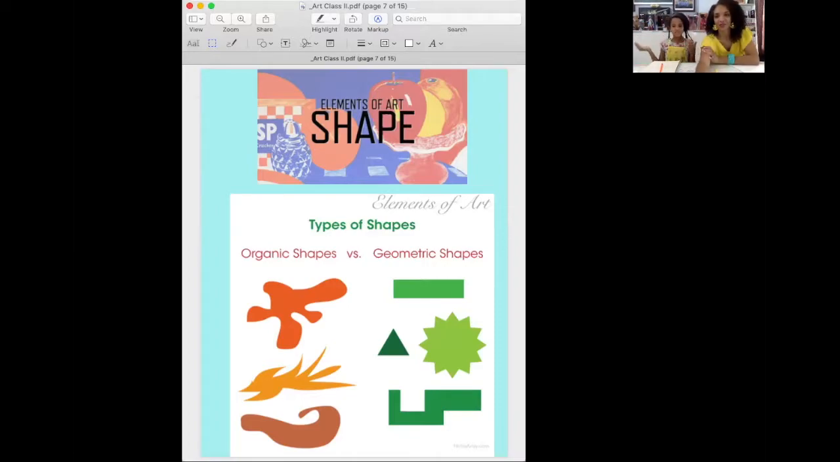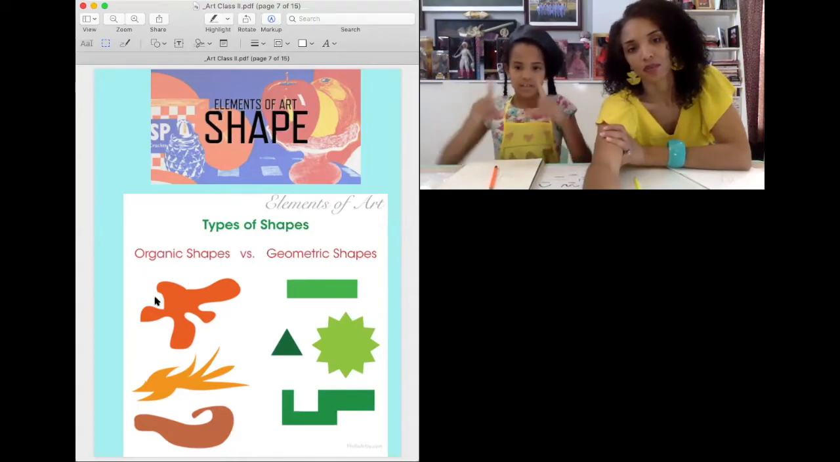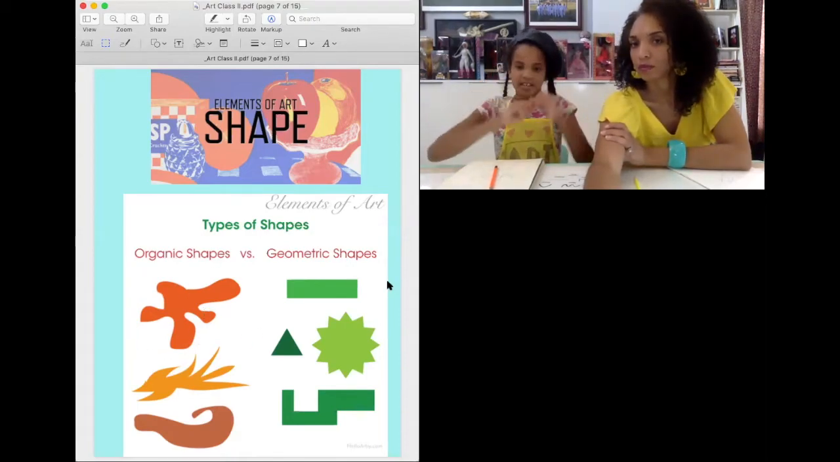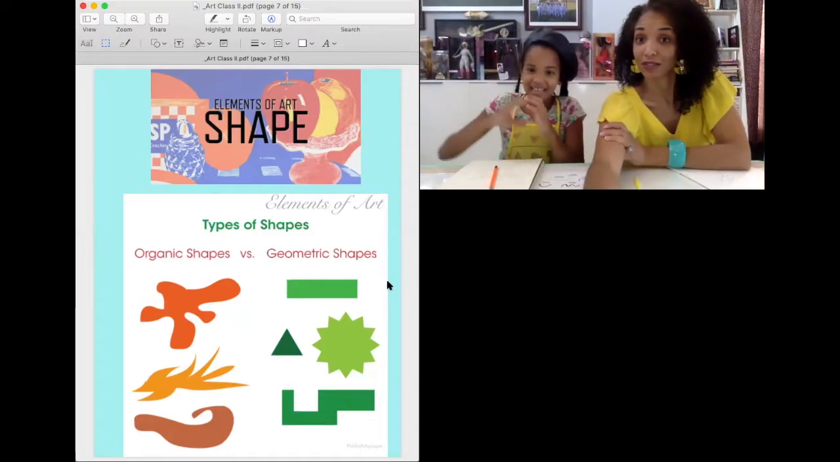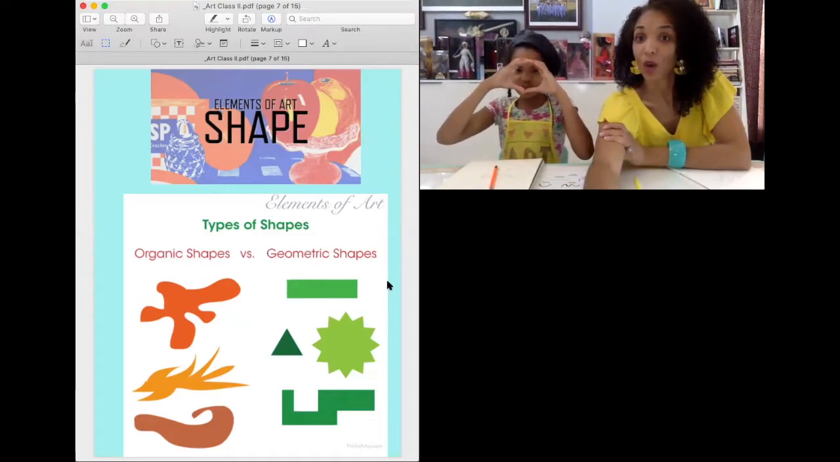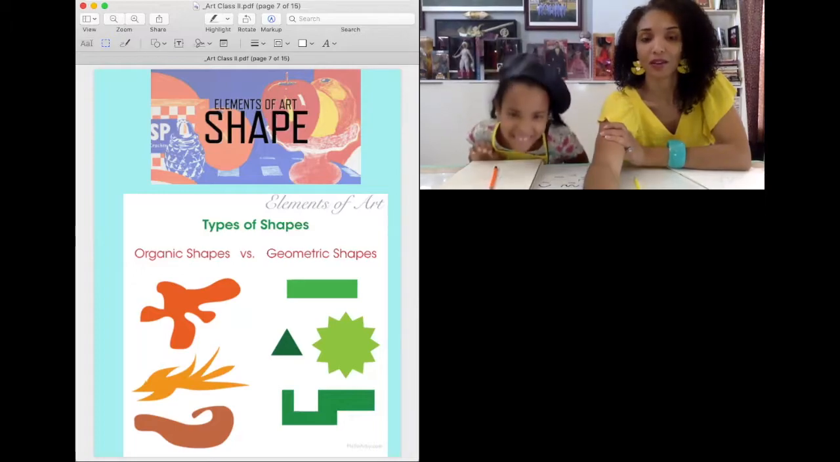Okay. And geometric shapes are real shapes that have a name. Oh, okay. So these are some examples: triangles and squares and circles and diamonds. Okay. So yeah, those are those types of shapes.